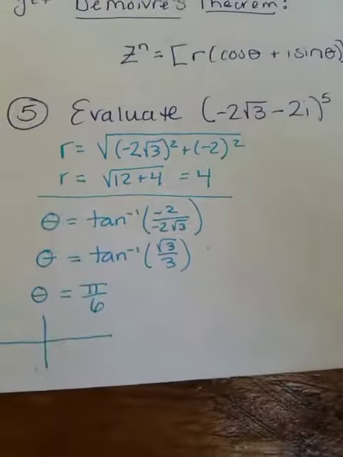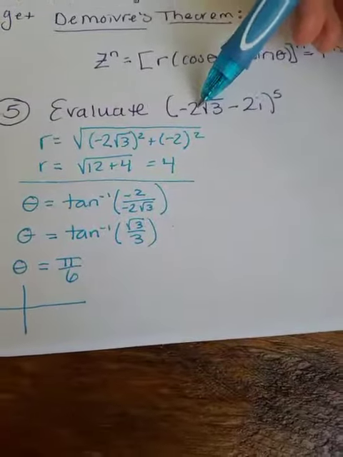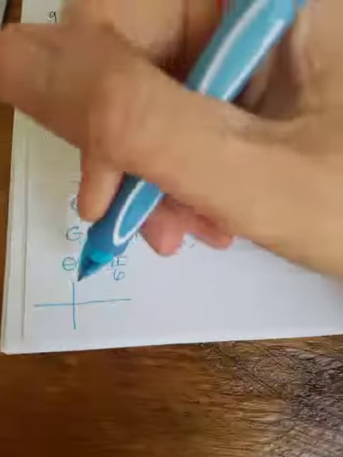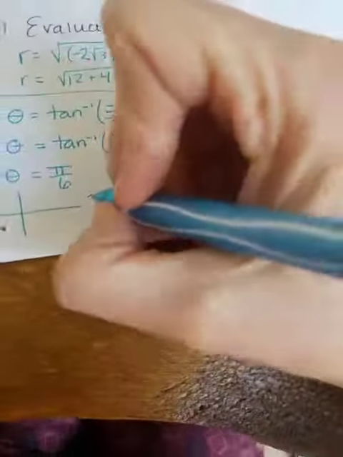Okay, so we figured out theta was pi over 6. If we look at the original problem, negative 2 root 3 minus 2i, you're in quadrant 3. So what actual angle are you looking at in this case? 7 pi over 6.